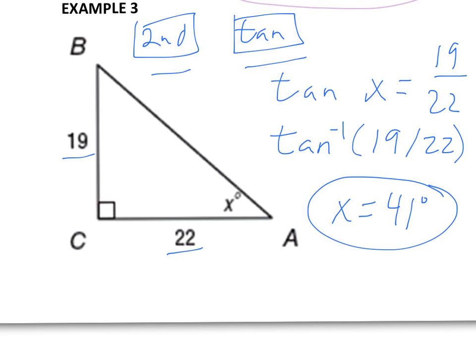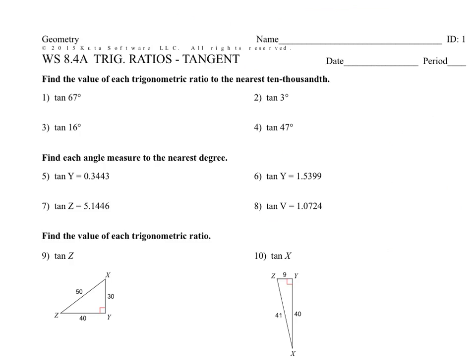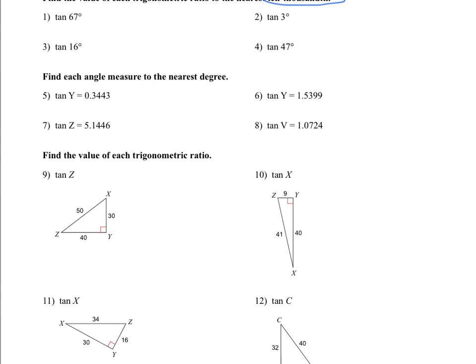Let's take a look at the assignment. We'll kind of break down each section. All right, look at 1 through 4. 1 through 4 should not be a problem because all we're doing is plugging into our calculator tangent of 67 degrees, tangent of 3 degrees. Again, you'll be rounding to the nearest 10,000th place, which is 4 places past the decimal.